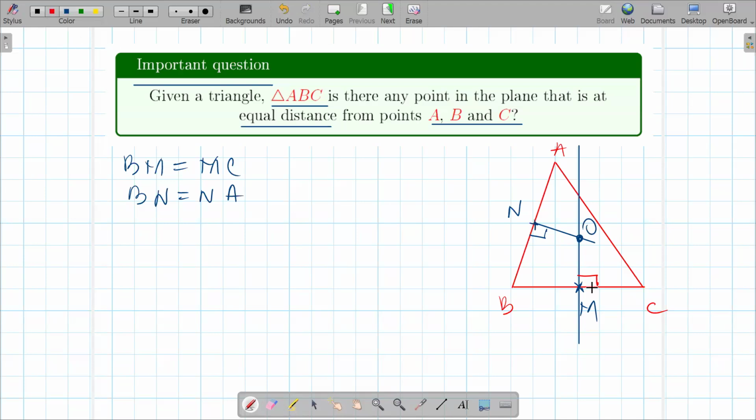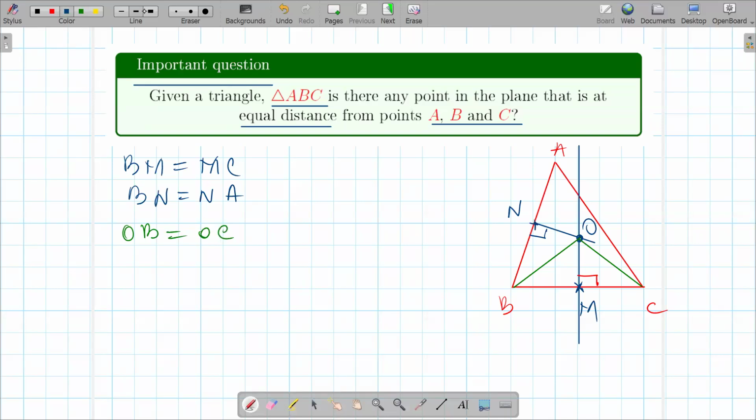On one hand, point O is on the segment bisector of segment BC. What does that mean? It actually means that OB is equal to OC. Let's put this in writing. So OB is equal to OC.